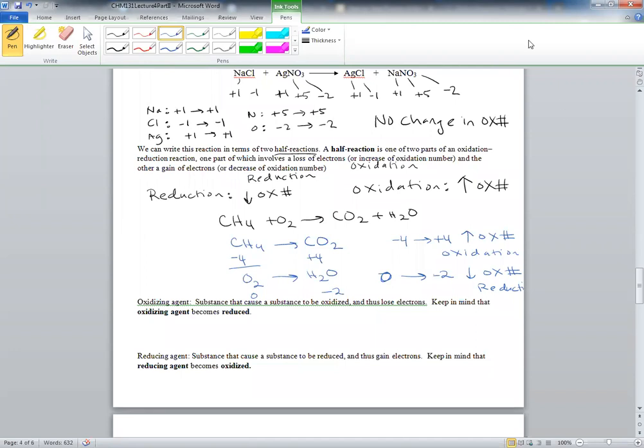And finally, I'm going to mention this here, but when we meet, I will give you an analogy. An oxidizing agent is a substance that causes another substance to be oxidized and thus lose electrons. And keep in mind that the oxidizing agent becomes reduced. I will just make it simple for you. Once you find the reduction, just pair that with oxidizing agent.